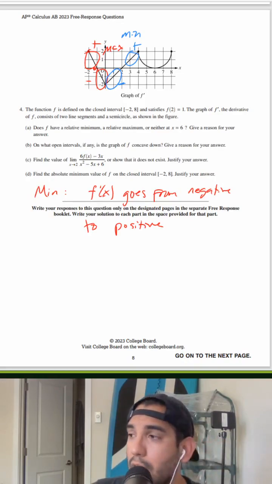So like I mentioned, -1 is a maximum, 2 is a minimum, 6 is neither. So we're not even going to use that.